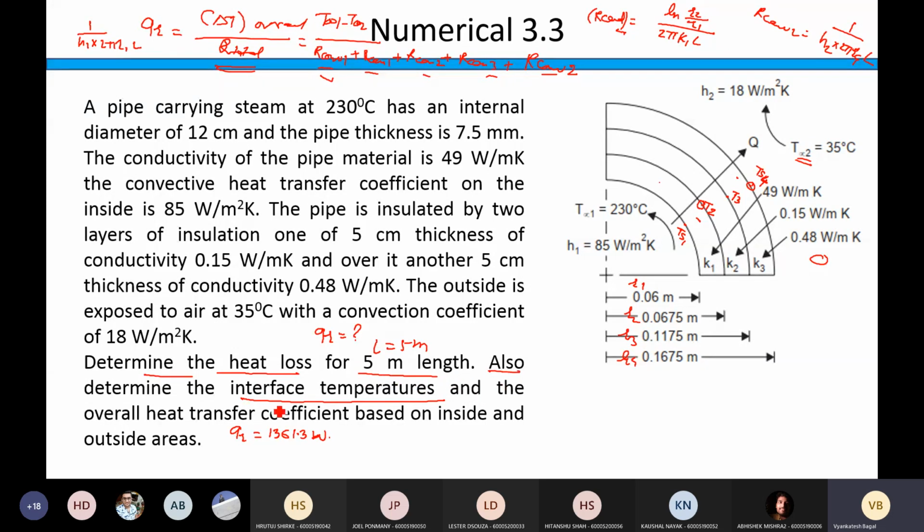Now also you have to determine the interface temperature. So it is time to find out T2 and T3, these two temperatures. Now same approach I am going to use here. Remember, in case of steady one-dimensional heat conduction, this QR is constant, or QR is same for all the layers, right? Correct? So I can apply this equation of QR as delta T by R for any layer, right?